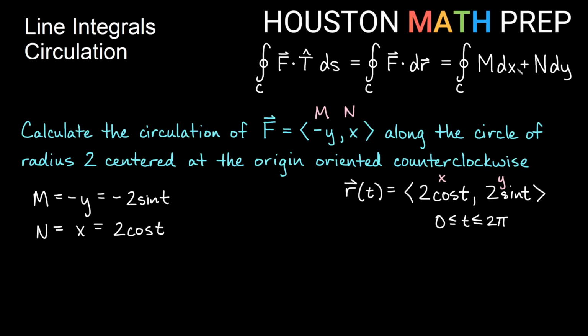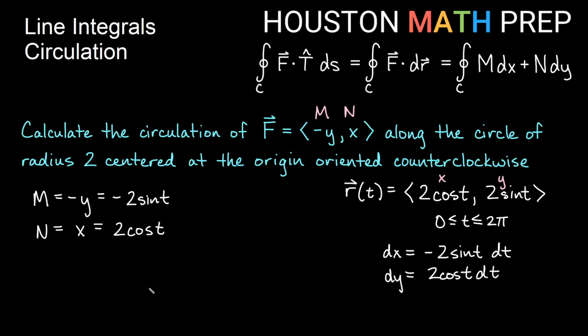Now I also need dx and dy, right? So if x is 2 cosine t, then dx is going to be, think about the derivative of 2 cosine t, that would be negative 2 sine of t dt. And if y is 2 sine of t, we need dy, so dy is 2 cosine of t dt.